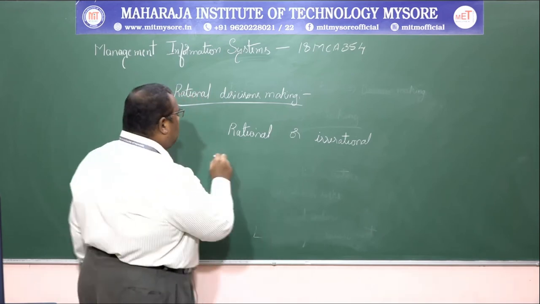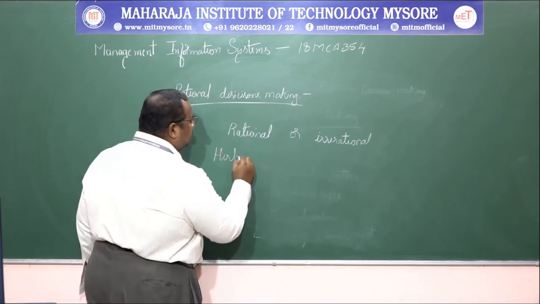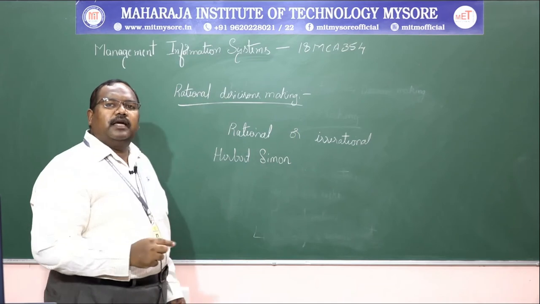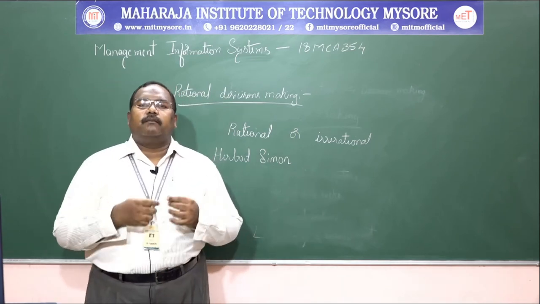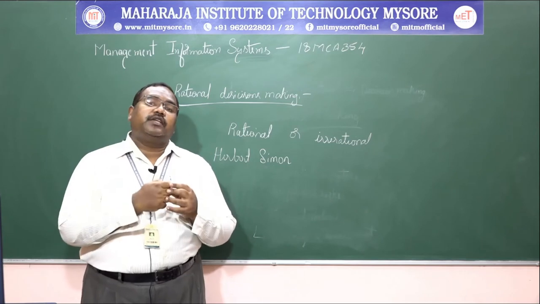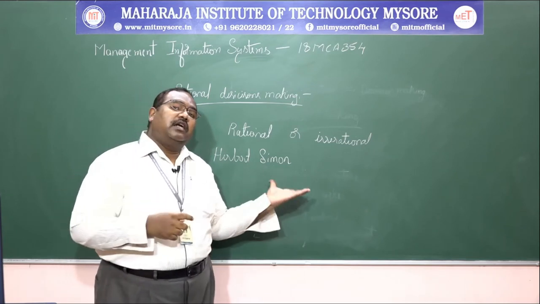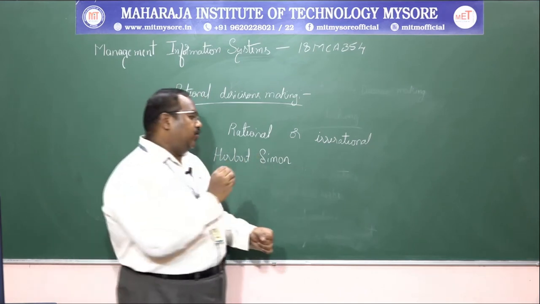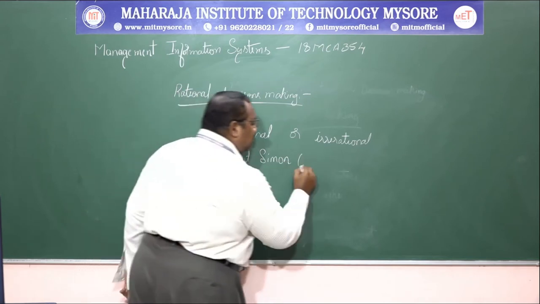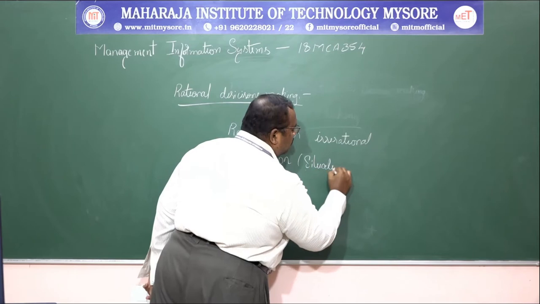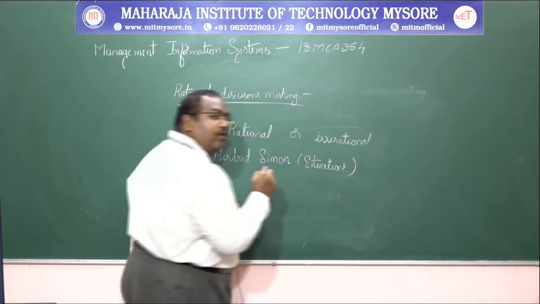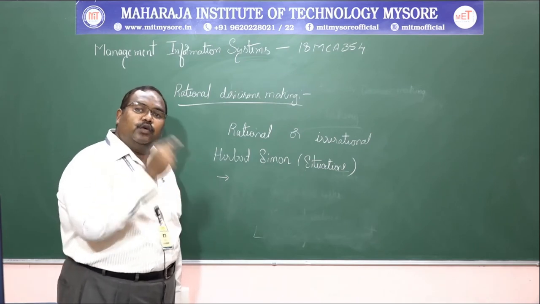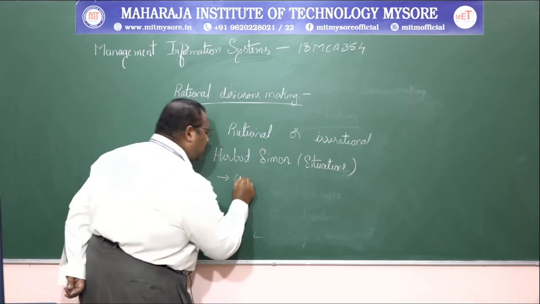Next, the concept was further explained by Herbert Simon. A person called Herbert Simon explains the different properties, or the situations in which a rational decision should be made or will be made. What are those situations? We would be encountering a lot of situations where rational decision making would be used. The first one is objectively.